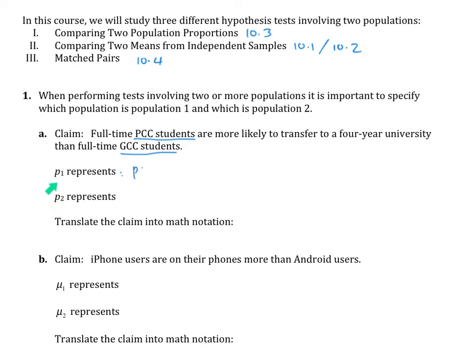So let's say this is the population proportion for PCC, and the other one is the population proportion for GCC, because we're going to have two transfer rates, which is the percentage of people who transfer. So we have to specify: are you talking about the PCC students or the GCC ones? So we can label P1 as PCC, and P2 as GCC. And the claim says PCC is higher than GCC. So I want to say P1 is bigger than P2. This will be a very typical way to compare the first population with the second population.